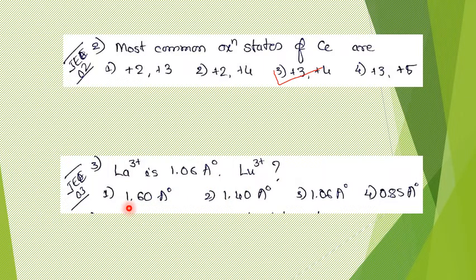See, now look at the options. 1.60, which is larger than this, cannot be the answer. 1.40, larger than this. Third one, exactly the same size. No, because from lanthanum 3 plus to lutetium 3 plus there is a steady decrease in size. We are just left with option 4, and therefore the answer for this question should be 0.85 angstrom, which is lesser than lanthanum 3 plus, 1.06 angstrom. So therefore that should be the answer.